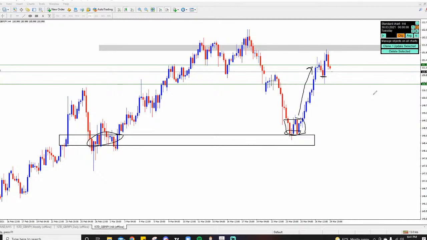So now if you wanted to look for a quick scalp opportunity, let's say in this range, how would you do it? In this 45 pip range, how would you do it?